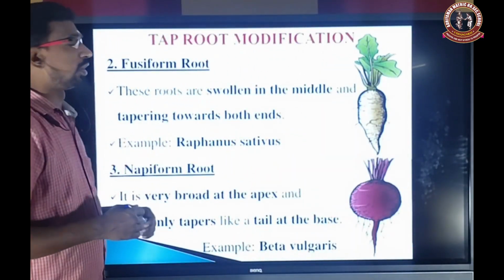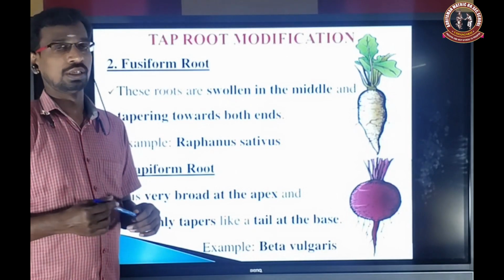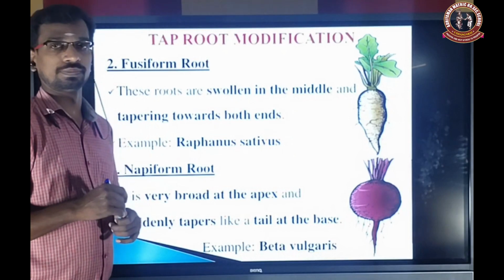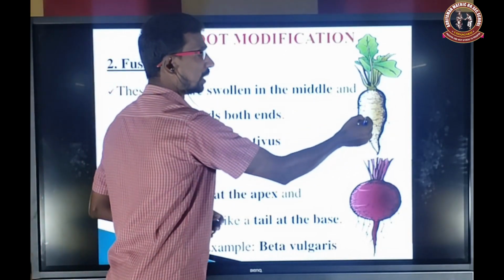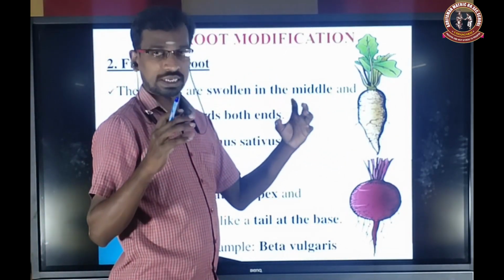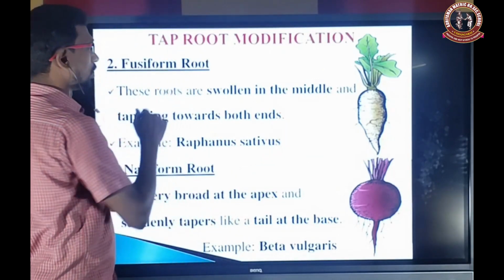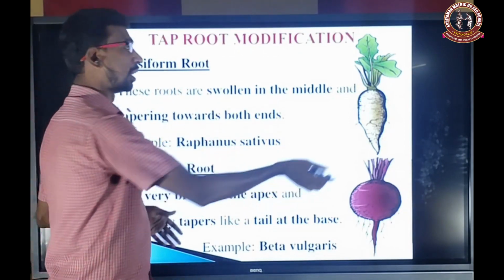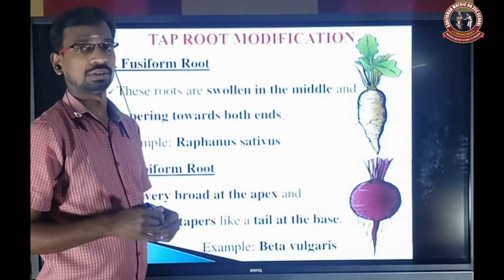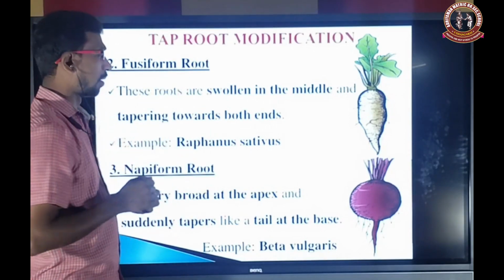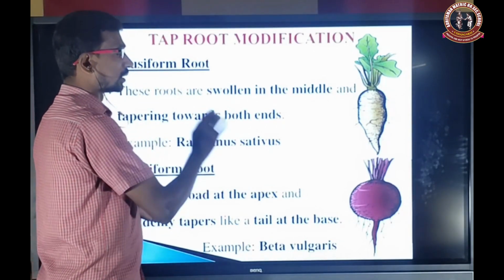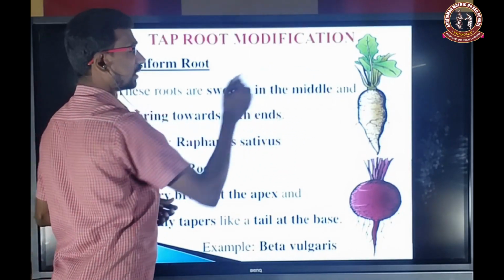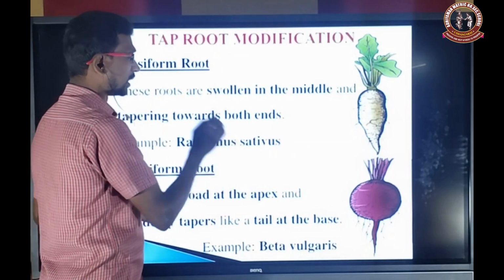The second one is the fusiform root. Here the root is broad in the middle region and tapered at both ends. These roots are swollen in the middle and taper towards both the base and the apex. An example of a fusiform root is Raphanus sativus, that is radish. Radish's binomial name is Raphanus sativus.